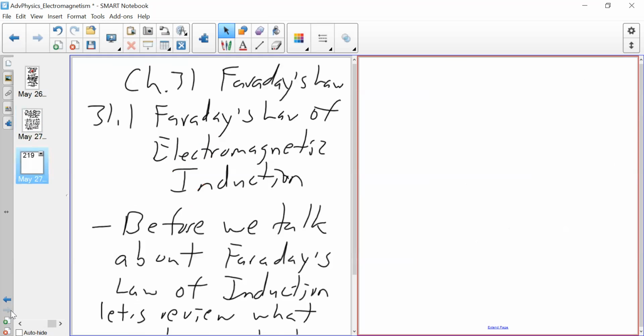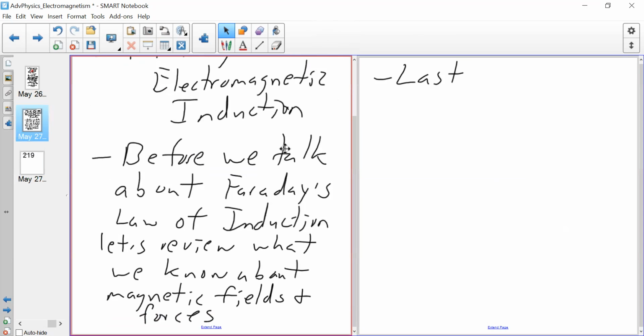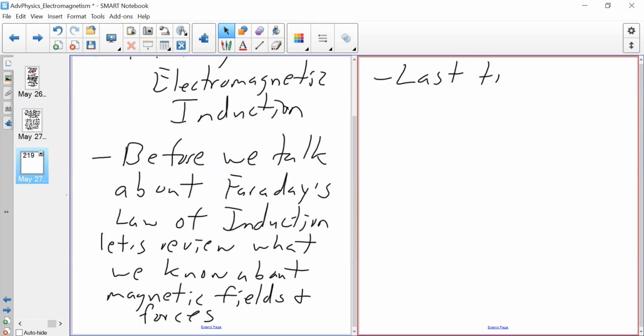Okay, so we have that. So last time we discussed that a charged particle, a proton or an electron, that has a magnetic force on it is proportional to, the magnetic force that's produced is a cross product between the charge's speed and the magnetic field that it's traveling through.